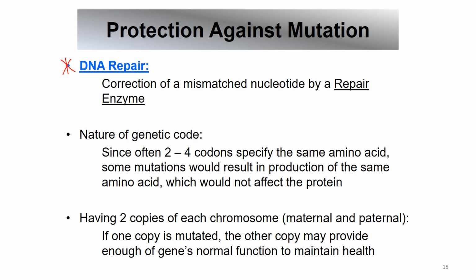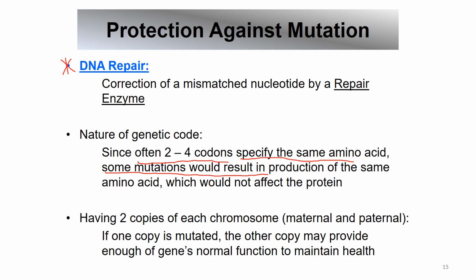Now, some mutations are not going to result in any changes because, if you noticed, more than one codon may specify the same amino acid. It says here that often 2 to 4 codons specify the same amino acid. Some mutations do not result in production of a different amino acid.